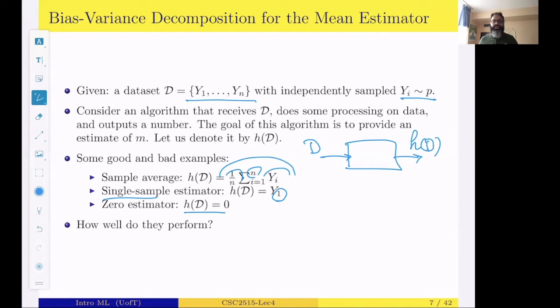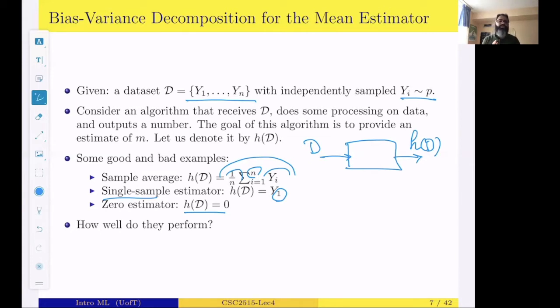Can you think of a situation in which this 0 estimator is actually a good estimator? And by situation, I mean some property of the distribution. When the distribution is normal with 0 mean. Okay, that's a good one. When the distribution has a 0 mean, that unknown m happens to be 0, then this is a perfect estimator.